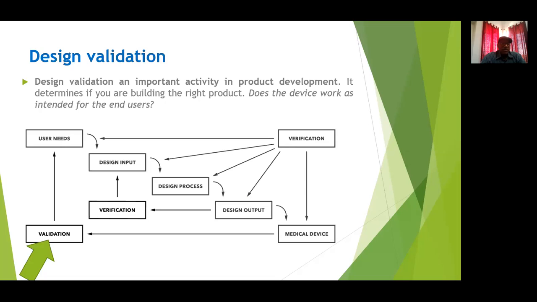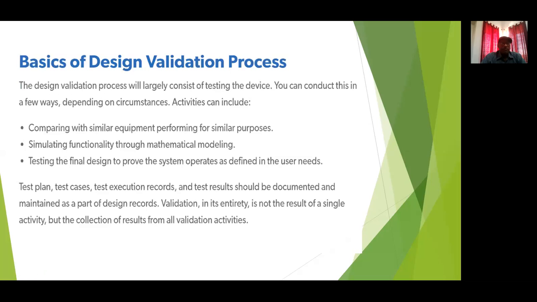The normal flow is to take user needs and identify the inputs from them. You have to develop a design process, identify the design output, and then do the verification process and finally validate it. If you are not satisfied, you repeat it. That means the prototype has to be shown to the user and the process is repeated.